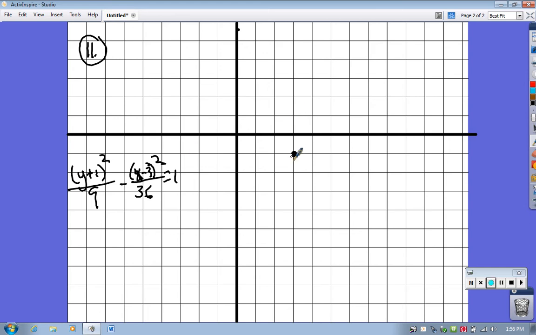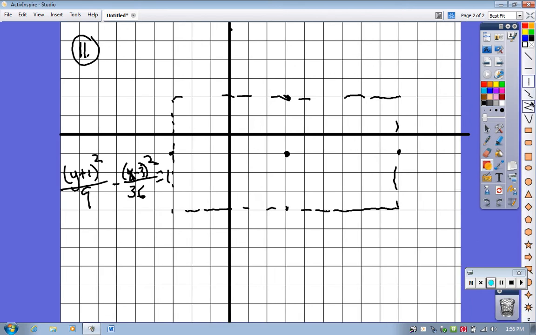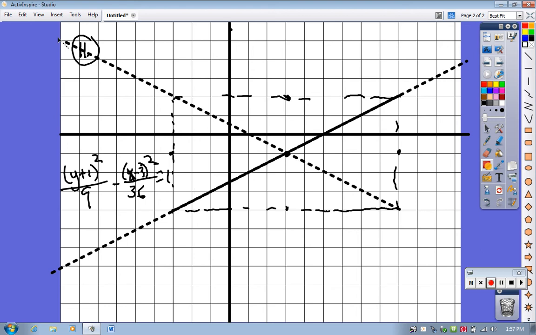So there's my center. I know my offset in the x direction is 6, the square root of that. So 1, 2, 3, 4, 5, 6. 1, 2, 3, 4, 5, 6. Offset in the y is 3. 1, 2, 3. 1, 2, 3. So that gives me this frame here that I know is going to frame the hyperbola for me. That helps me know where those asymptotes are. Those asymptotes run from corner to corner on the frame. So it's like there, and sorry about that line, that shouldn't be a line, and here.